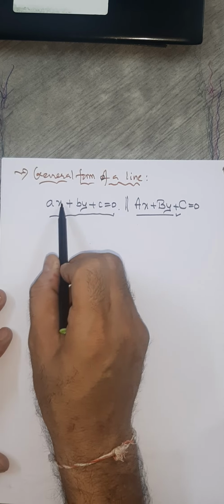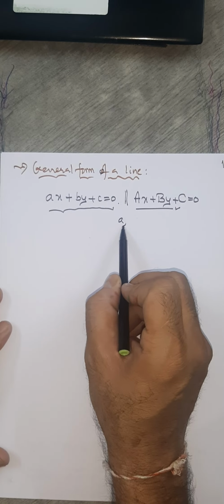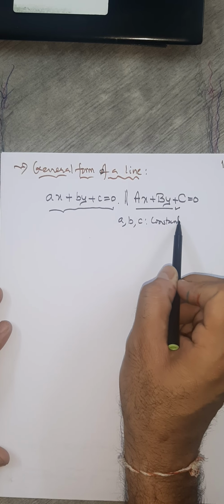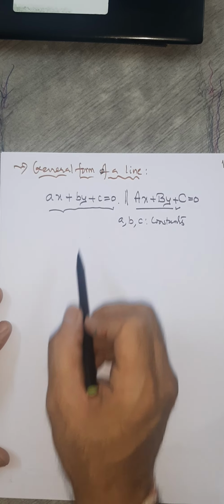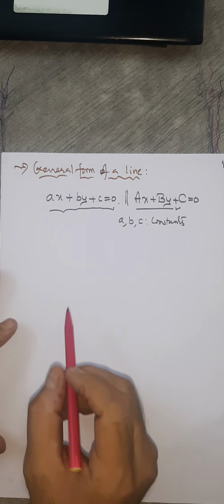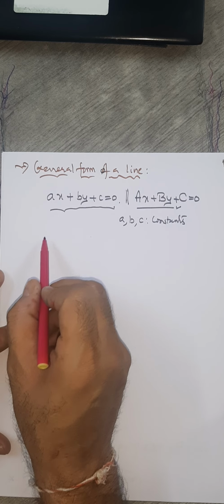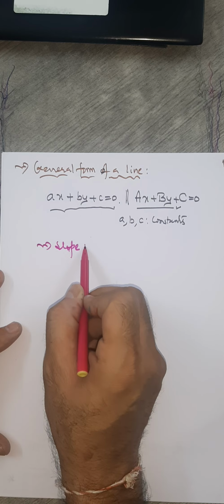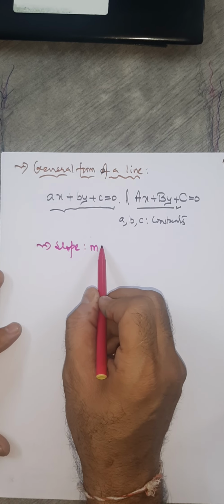Whenever you have a straight line, we always try to write it in this form: ax plus by plus c equals to 0, where a, b, c are all constants, and x and y are variables. This is called a linear equation in how many variables? Two variables. Okay, now there are three things I want to get from this linear equation. One is the slope.